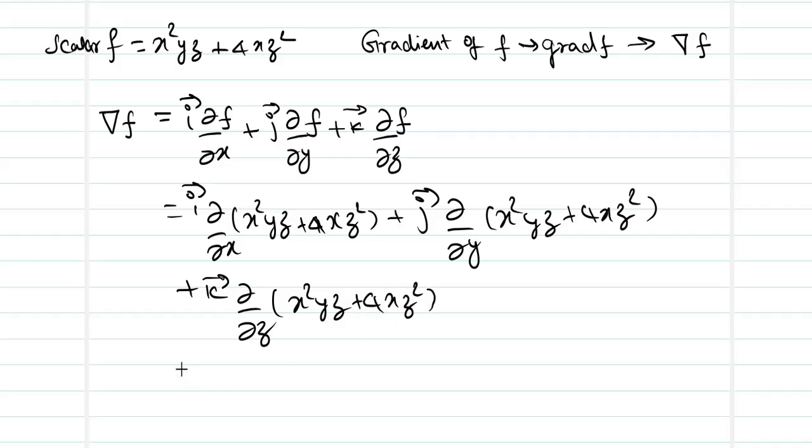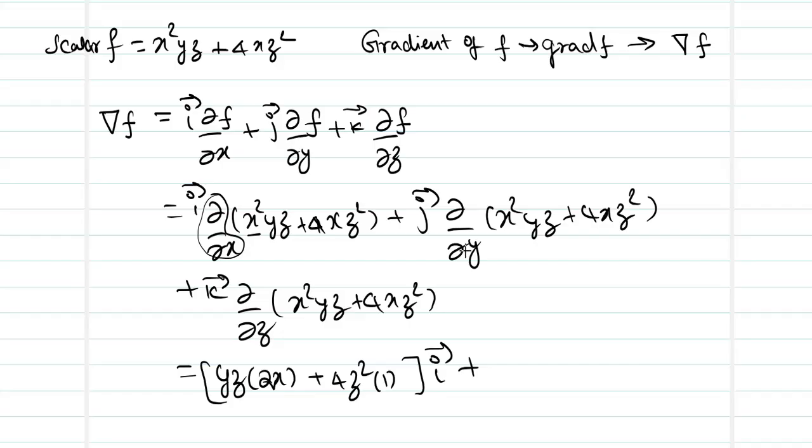Now this is going to be a partial differential operator with respect to which variable? x. So what will happen to the remaining variables? They have to be treated as constant. So yz is kept as constant. x square on differentiation gives you 2x. Plus the second term, 4 is a constant, z square is a constant, x on differentiation gives you 1. So this is the quantity with respect to i.